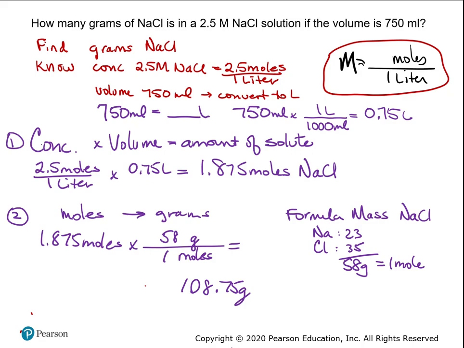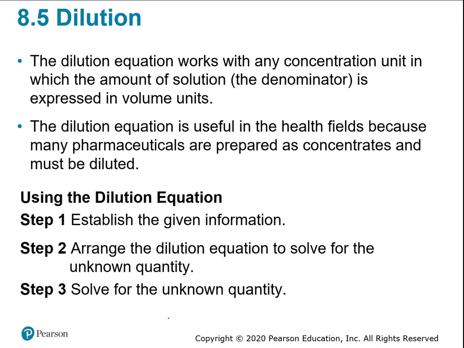So this one, like the last one, has 2 steps to it. First step is to figure out the amount of the solute, right? So you're going to take the concentration times the volume. So you're trying to find grams of sodium chloride, just like you're trying to find grams in the previous one.